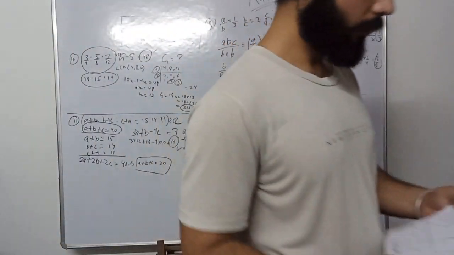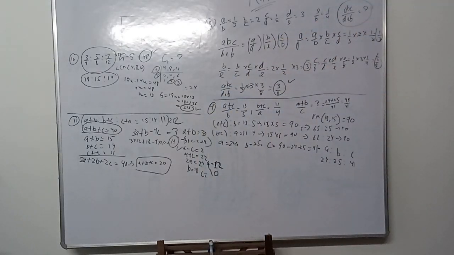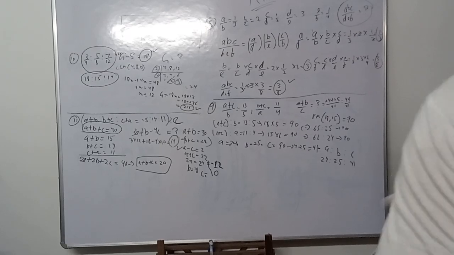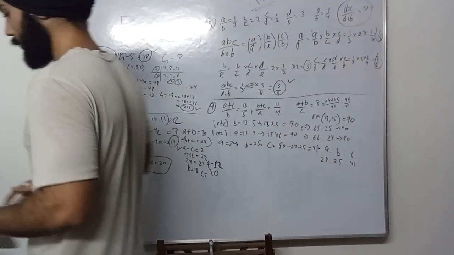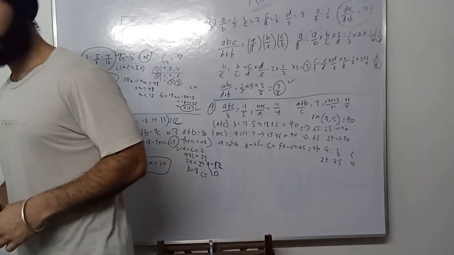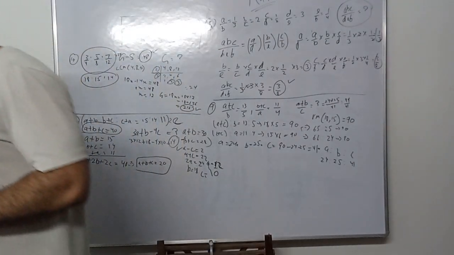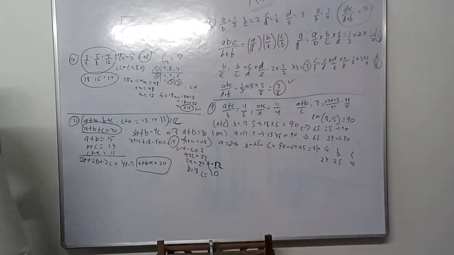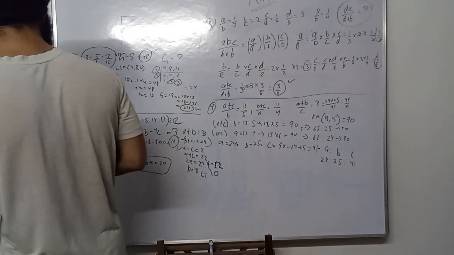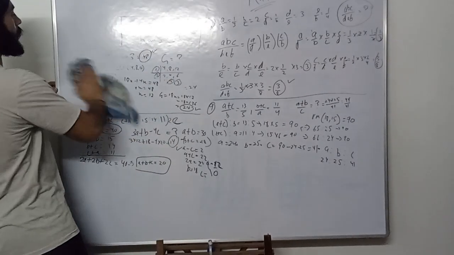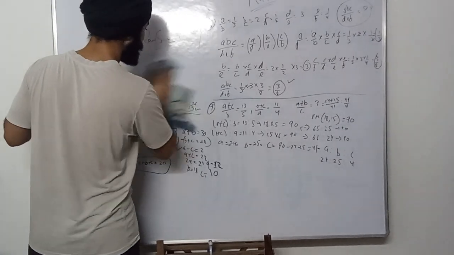We have done 11 questions till now. Now we are going with question number 12. The question number 12 is A plus B minus C. Let me erase this.